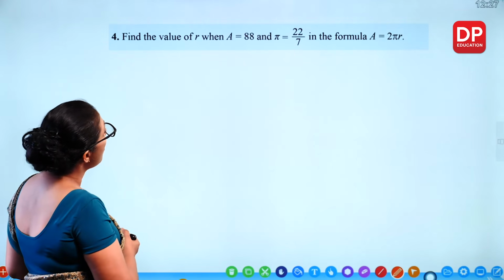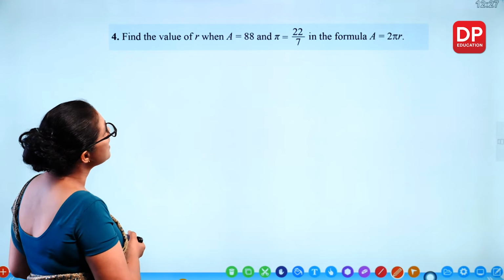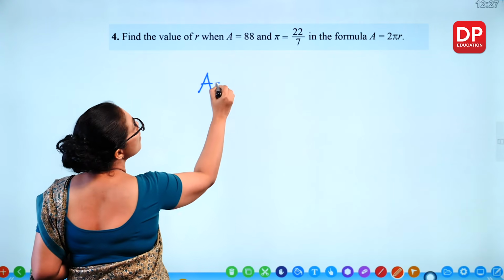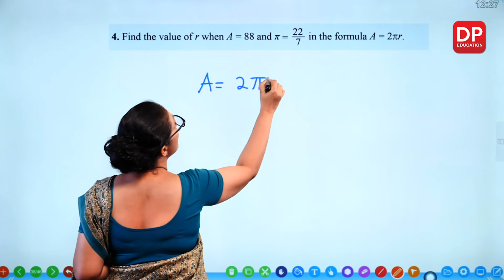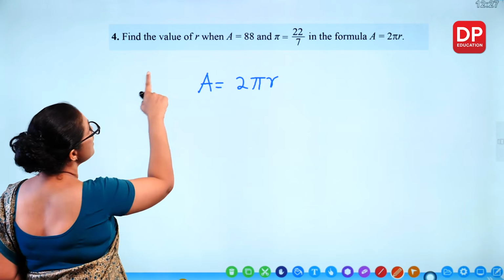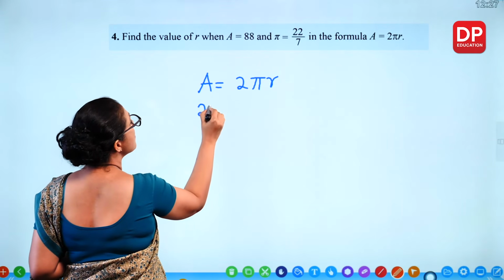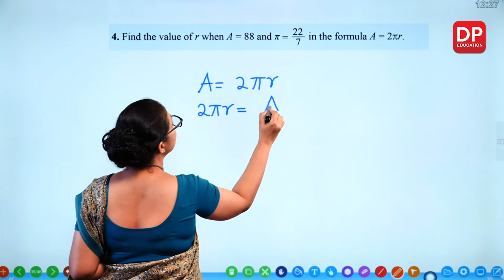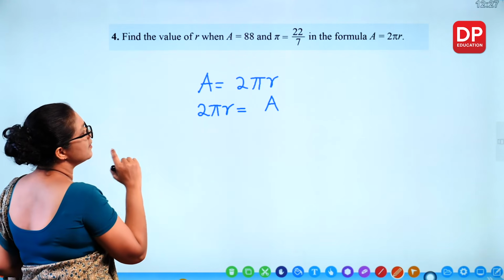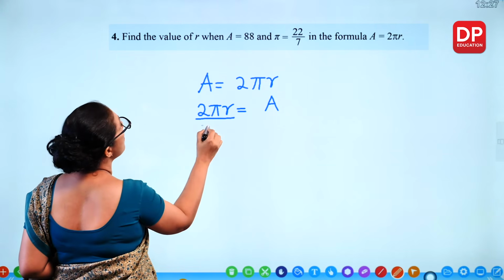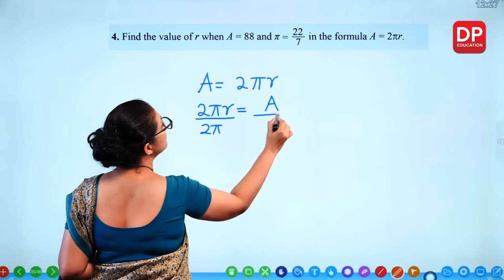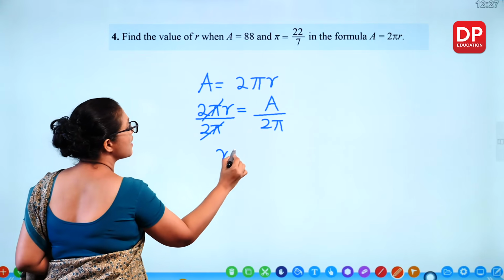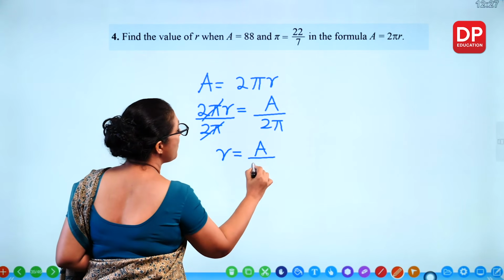Find the value of r when a equals 88 and pi is 22 over 7 in the formula a equals 2 pi r. Now you need r. So we'll make r the subject of the formula. Divide both sides by 2 pi. So r becomes a over 2 pi.